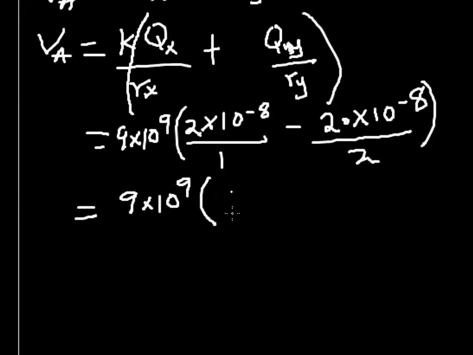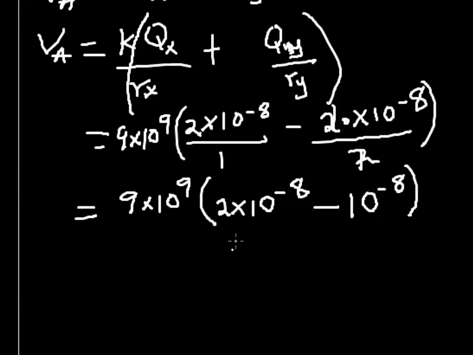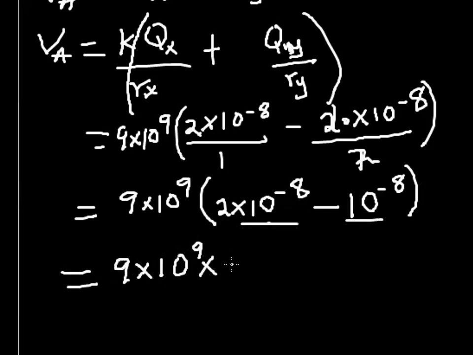Open bracket. If I divide this by 1, I'm still gonna have the same thing. And if I divide this by 2, 2 cancels 2, so I'm left with just 10 raised to the power minus 8. Of course, if I factorize this, I can take 10 raised to the power minus 8 outside. Yes, factorization. Simple. 10 raised to the minus 8 is common here, so I can take it as a factor outside.